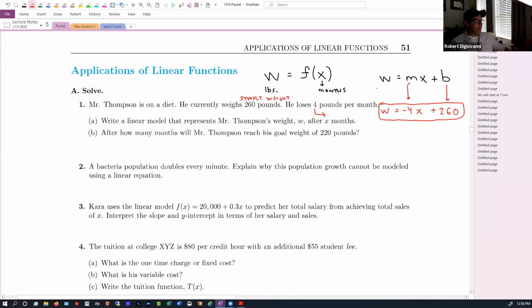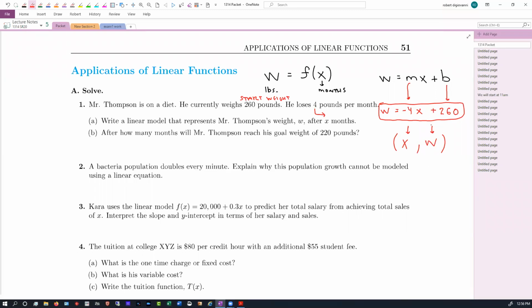So for part B, it says, after how many months will Mr. Thompson reach his goal weight of 220 pounds? So think of this as an ordered pair. We have x goes in and weight comes out, right? The x is the number of months that goes in, and then the weight is what's coming out. So in part B, they're asking how many months it's going to take for his weight to be 220. So which of these two values do I know? Do I know the x or do I know the W?